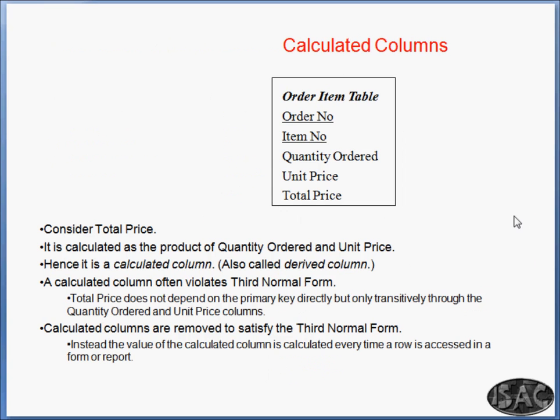So calculated columns, consider total price. It is calculated as the product of quantity and price. So hence it is called a calculated column, or also called a derived column. Okay.